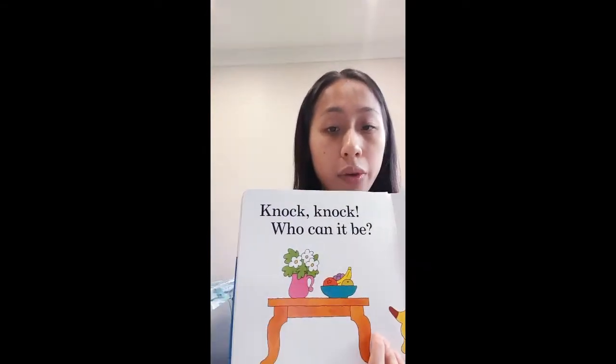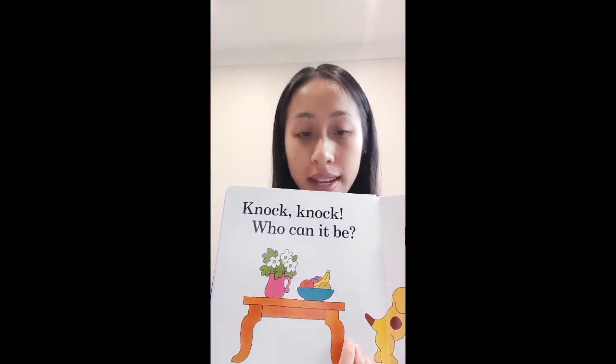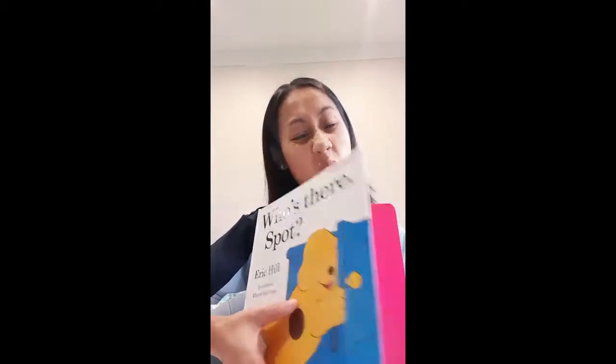So I might go, knock, knock. Who can it be? Who do you think it can be? And this way we still have that normal interaction of book reading. They get to physically see a book and still learn the conventions of reading. So opening a page, reading from left to right, and interacting while the book is being read.